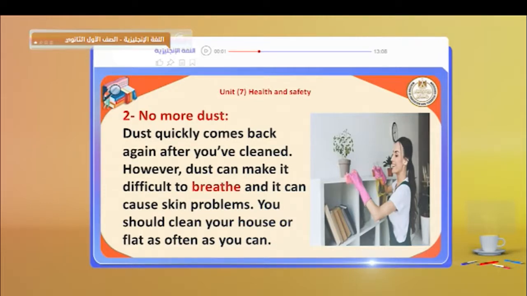You should clean your house or flat as often as you can. So we should clean the house more often in order to avoid having problems with our health like allergy, for example. So dust can cause allergy.